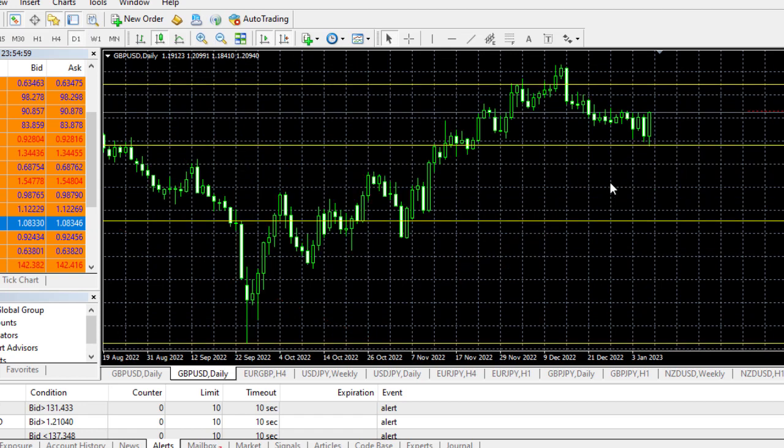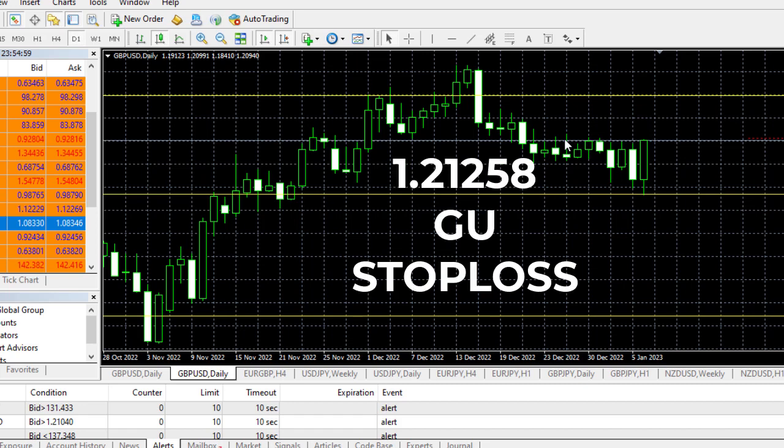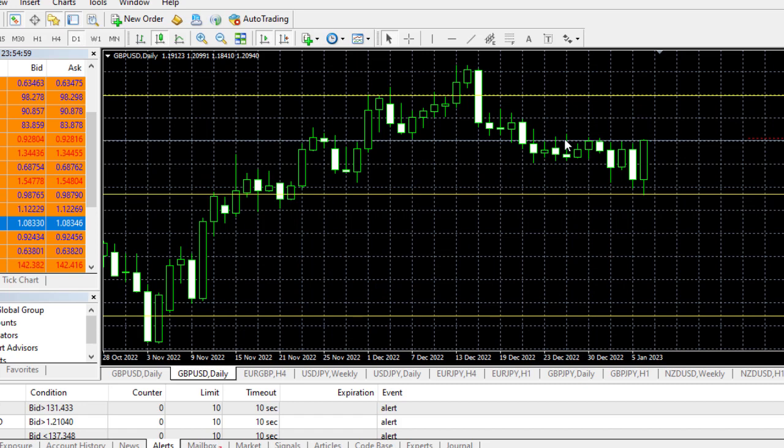And I will tell you the precise level that needs to be hit before you call it broken. The precise level will be about 1.21258, that's about 1.2126 approximately. So if on this daily chart, maybe when the market opens, it goes up and breaks this level, then we know that on the daily chart, a break of structure has also happened.